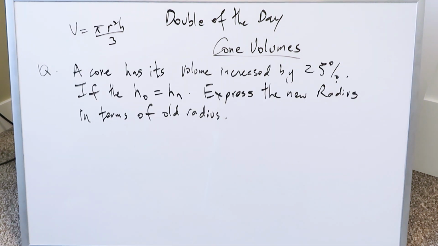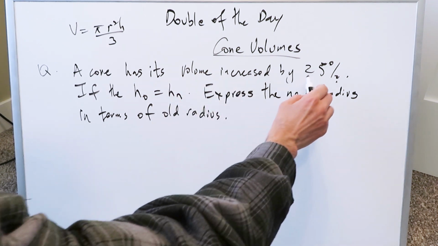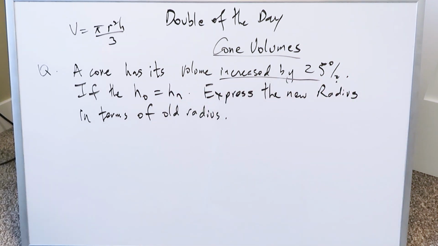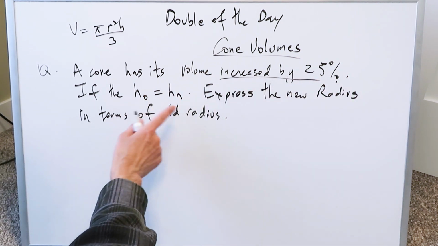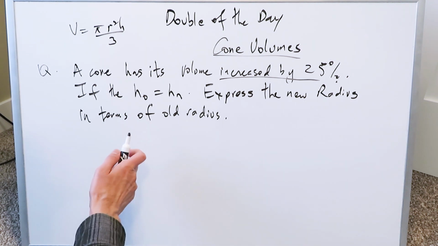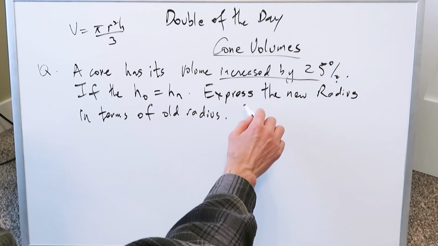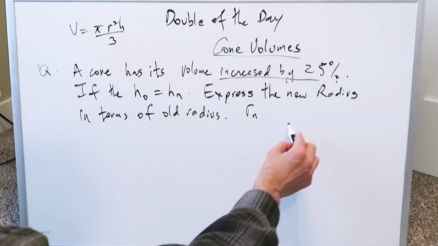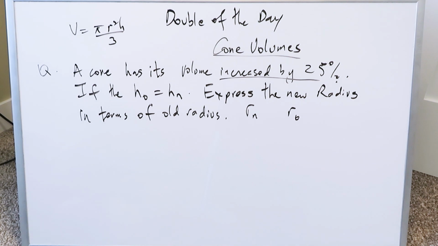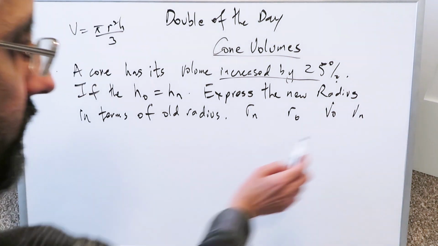Our second and last question is this. We have a cone, a right circular cone, which has its volume increased by 25%. If HO is equal to HN, the original height is equal to the new height, express the new radius in terms of the old radius. It seems like a seemingly tricky question, but think about it logically. Express the new radius in terms of the old radius. We can use some symbols. Rn equals my new radius, Ro equals my original radius. We can use VO for my original volume and Vn for my new volume.